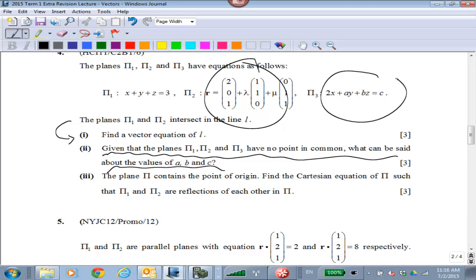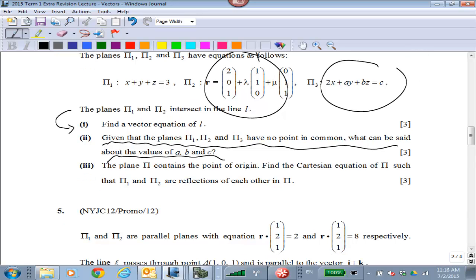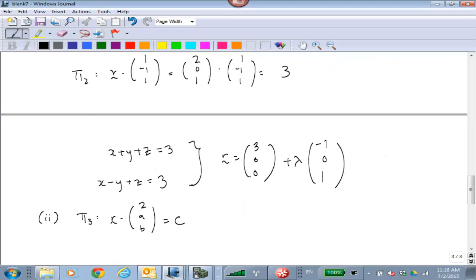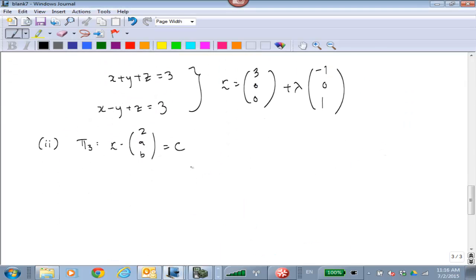Because if the intersecting line of plane 1, plane 2 touch plane 3, we are having a common point among three planes. Agree? So if that is the case, then this question can be solved. How? Because if I am saying that the intersecting line cannot touch plane 3, what situation am I having?